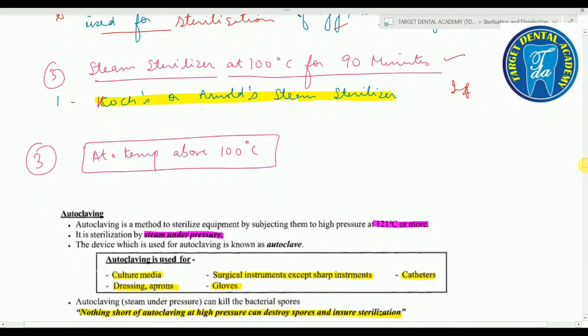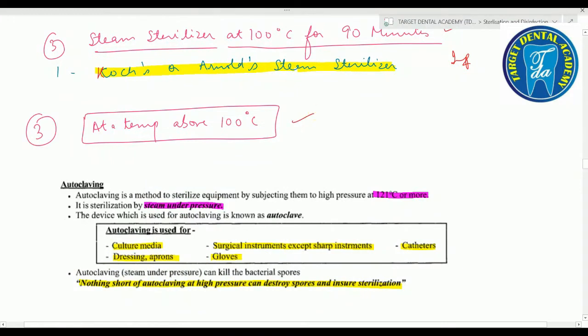Now last is at the temperature above 100 degrees Celsius. In this you can use the autoclave. So autoclaving is a method to sterilize the equipment by subjecting them to high pressure, at 121 degrees Celsius. Very important. So this is a sterilization by the steam under pressure. Guys, please note it down. It is steam under pressure, SUP, steam under pressure.